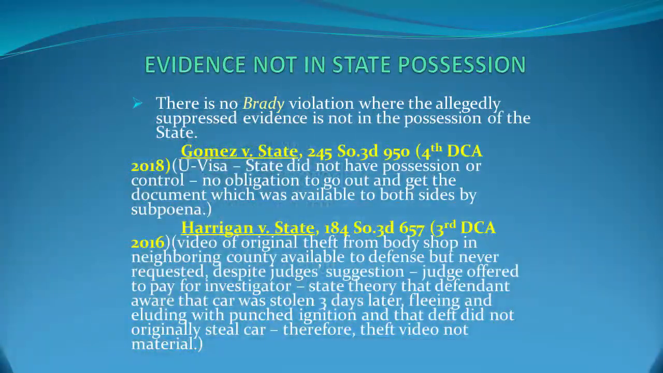Now, let's talk about evidence not in the state's possession. There's no Brady violation where the alleged suppressed evidence is not in the possession of the state. That makes sense. We don't have it. Gomez versus State is a U visa case. The state did not have possession or control, and there was no obligation to go out and get the document, which was available to both sides by subpoena. The defense was aware of the U visa information. It wasn't like the state had knowledge of that and withheld it from the defense. But the state was not obligated to go out and get the application and all that information.